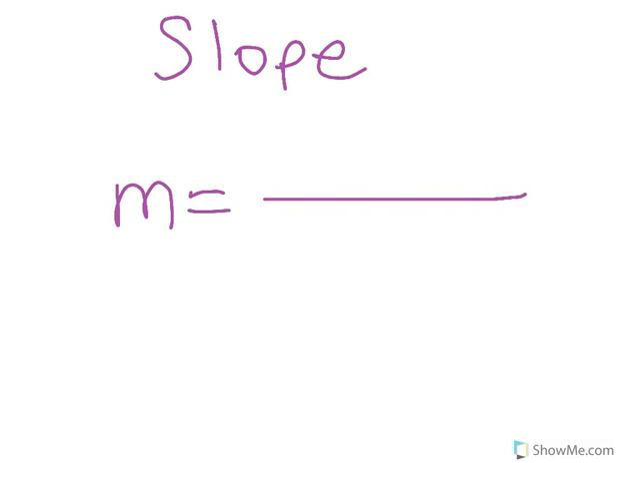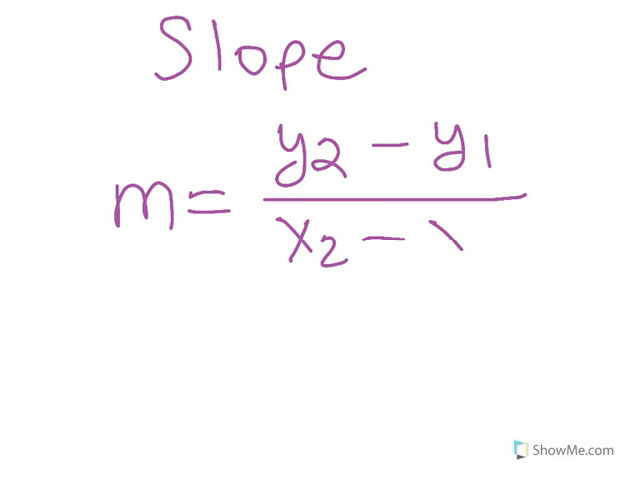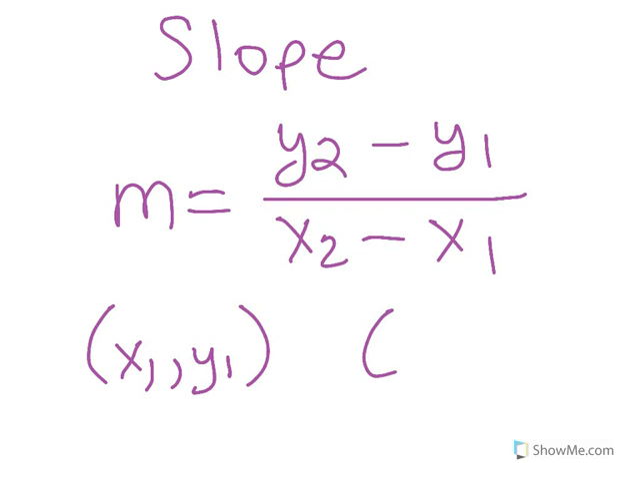Remember what I showed you on the previous screen. The change in y divided by the change in x. The new value of y minus the old value of y, over the new value of x minus the old value of x. These numbers come from 2 points. Any 2 points on the line will do. x1, y1, and the other point is x2, y2.